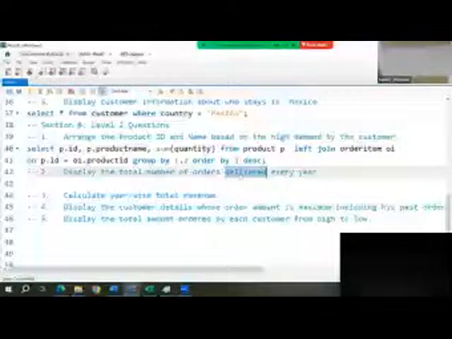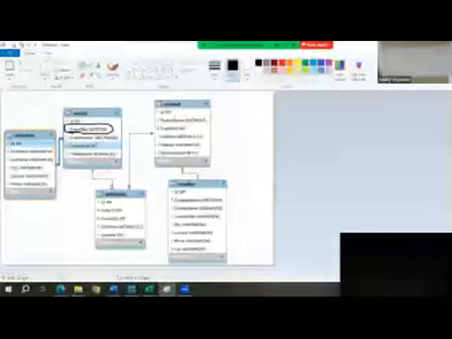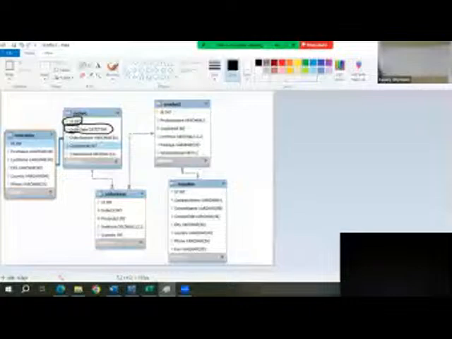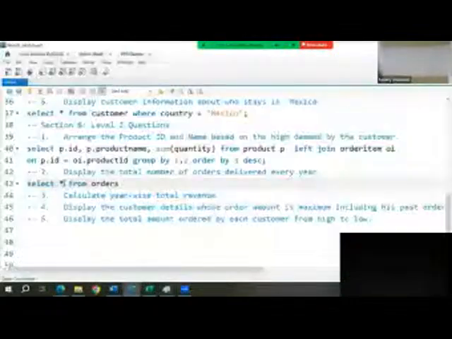Year is present in order date. I can group by this and count the orders. That's all, very simple. I don't need any table. Group by year of order date and then get the count of ID. That is all. So let's run. I need the year of order date and then I need the count of ID.